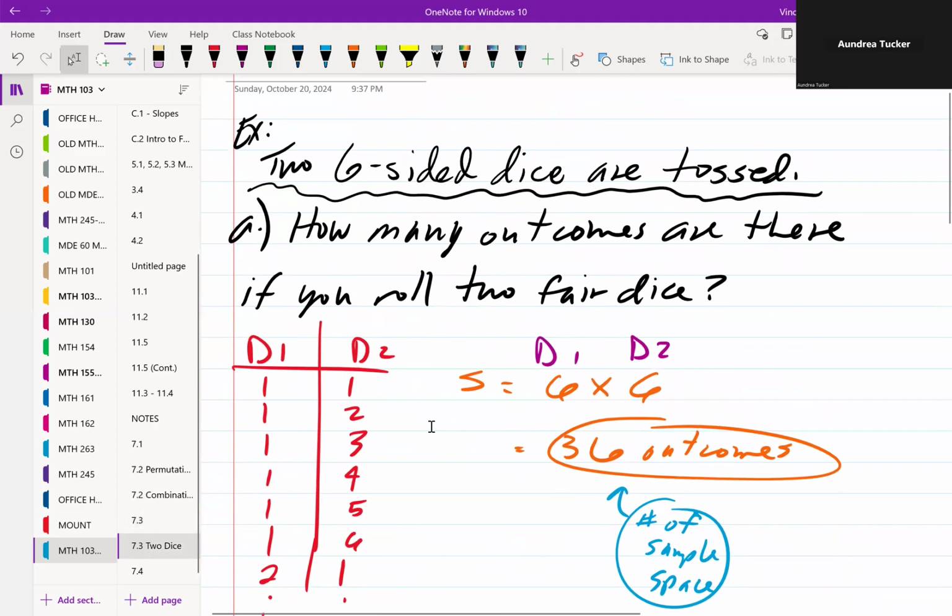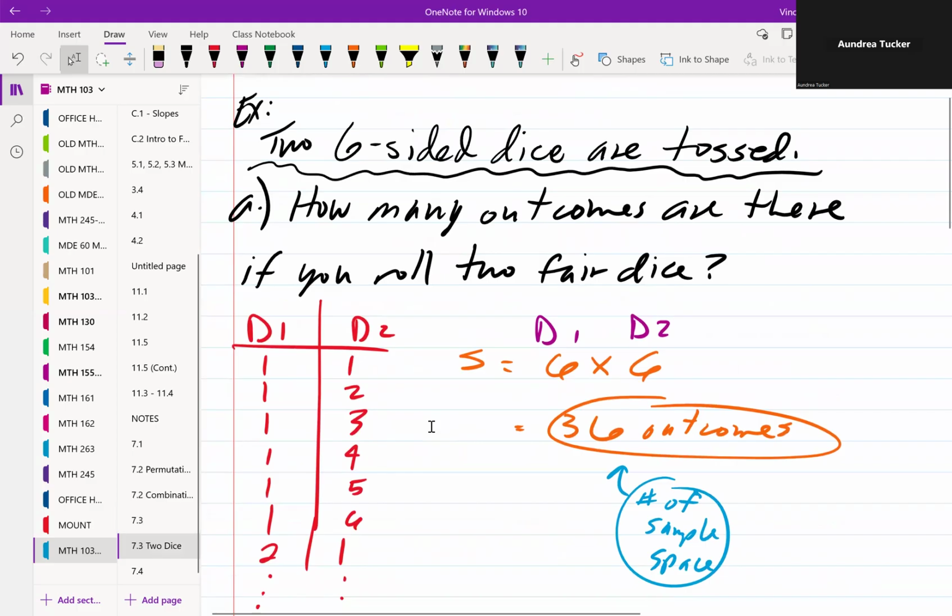All right. So one of the problems I saw in weapon science dealing with two dice, two six-sided dice. So when you look at two six-sided dice being tossed, you want to examine, as always, your sample space and say, okay, how many outcomes are there? You may not want to list out every single outcome, but you do want to examine how many outcomes there are if you were to roll two fair six-sided dice.